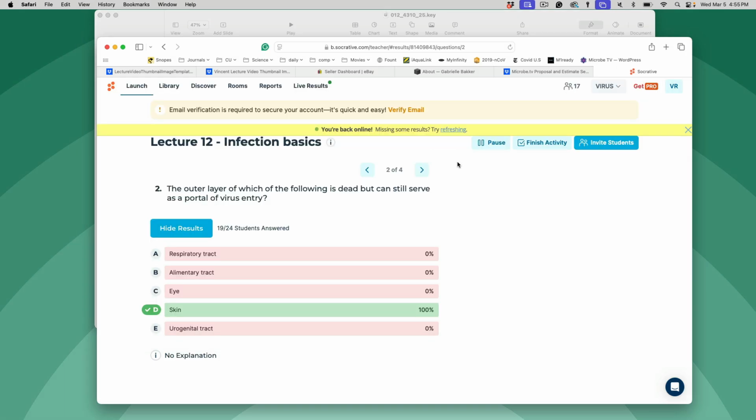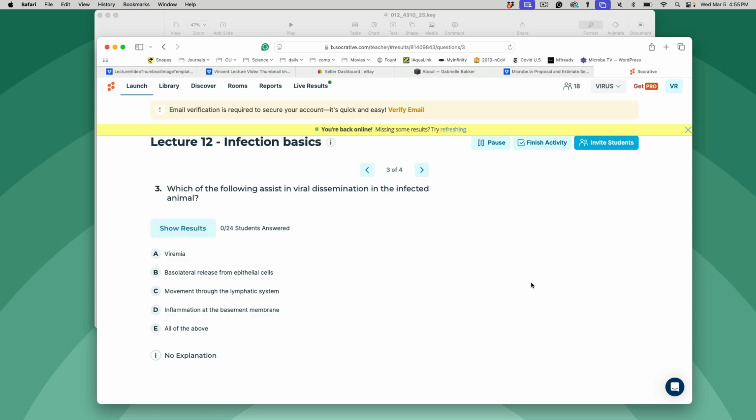Next question. Which of the following assist in viral dissemination in the infected animal? Viremia, basolateral release from epithelial cells, movement through the lymphatic system, inflammation at the basement membrane, all of the above.